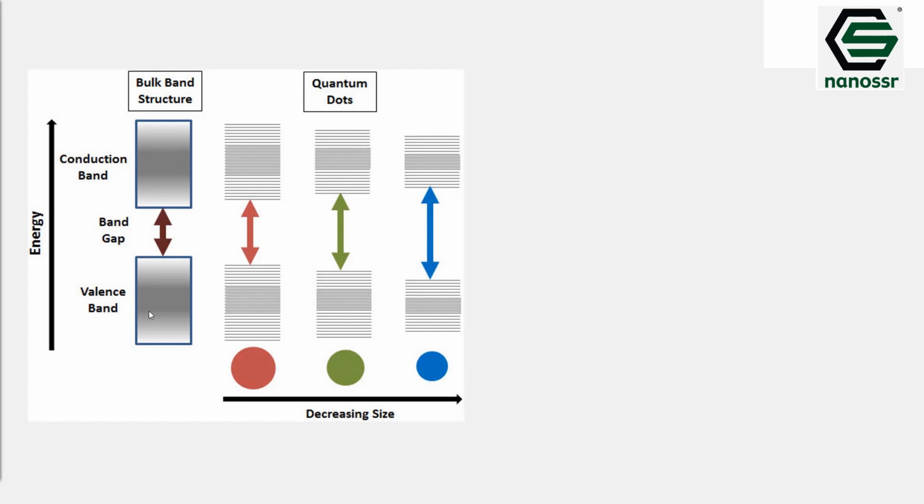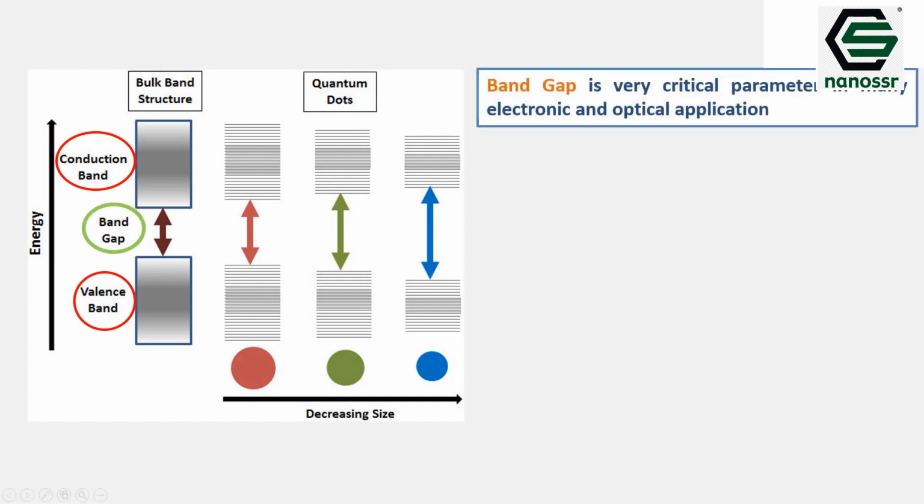As this figure shows, in bulk semiconductor structures, two important bands are the valence band and the conduction band. The valence band is the highest energy band that electrons have occupied, and the conduction band is the lowest energy band that is empty. And there is a gap between these two, and this is the so-called band gap. Band gap is a very critical parameter in many electronic and optical applications, and there is a ton of research to tune the band gap value.